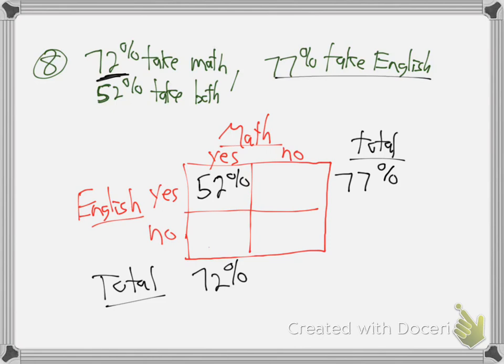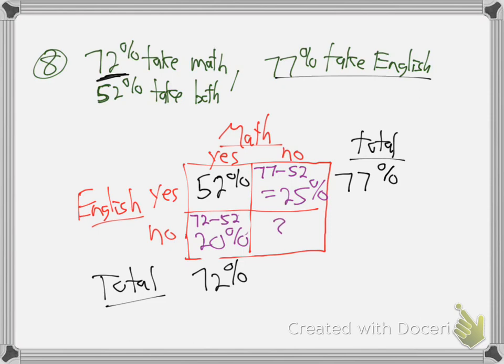So 20% are yes to math, no to English. They're in a math class, but they're not in English class. And then this number, subtraction again, right? Everybody seeing that? It's going to be 77 minus 52. What's that? 25%. Here, let me show what I did on this one too. I just did the 72 minus 52. Got the 20. We good there?